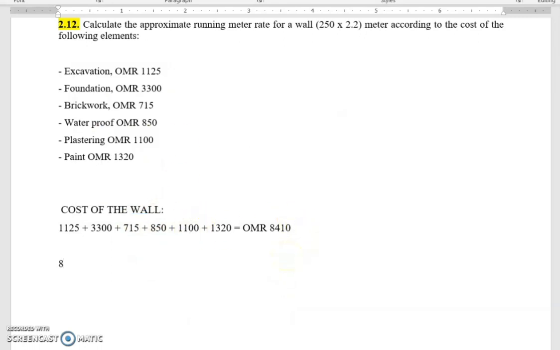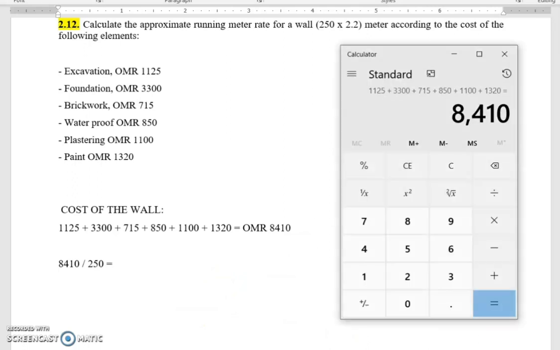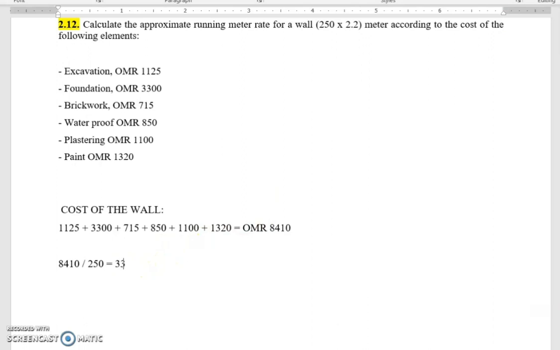will be divided by the length of the wall in order to get the running meter rate, which will be 33.64. We will say Omani Riyals per meter. Okay, this is Omani Riyals per running meter.